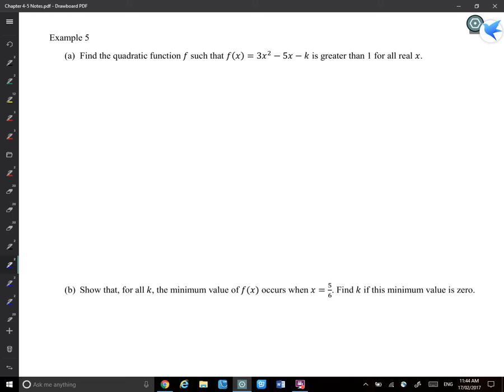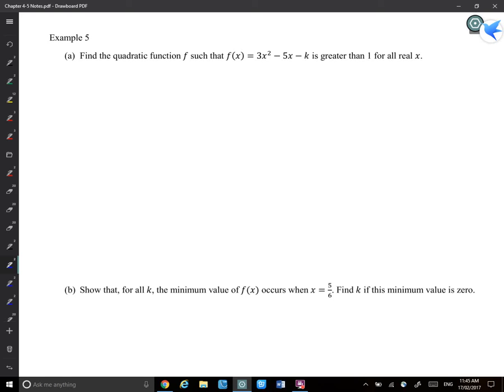What is the smallest point on a quadratic graph? The turning point is either the maximum or the minimum, right? This is a positive graph, so I'll have this shape and a minimum point, right? If I can show this minimum point is greater than 1, then all the rest of the points need to be greater than 1, correct?